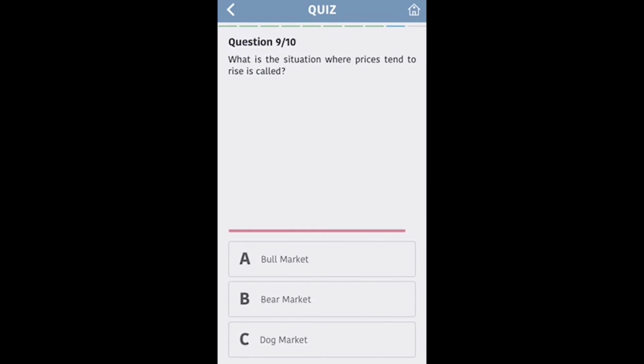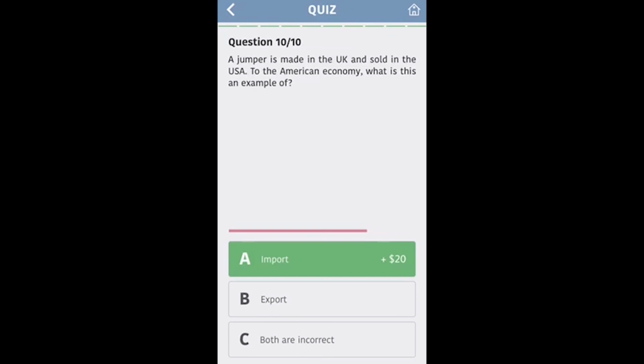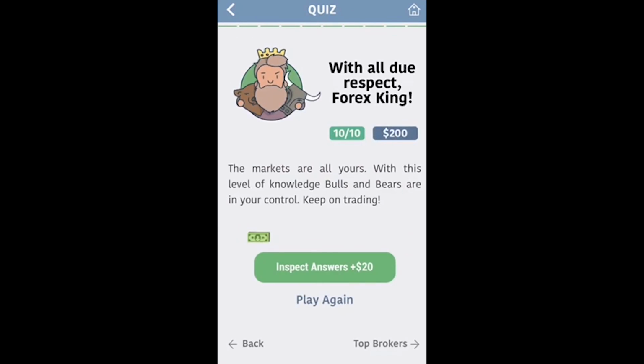For example, this upcoming question: if there's a situation where prices tend to rise, what is it called? A bull market, bear market, or dog market? Obviously, it's a bull market, but this is suited for beginners and people who are very early in the process of learning how to trade and invest in mainly FX, cryptocurrencies, as well as stocks.